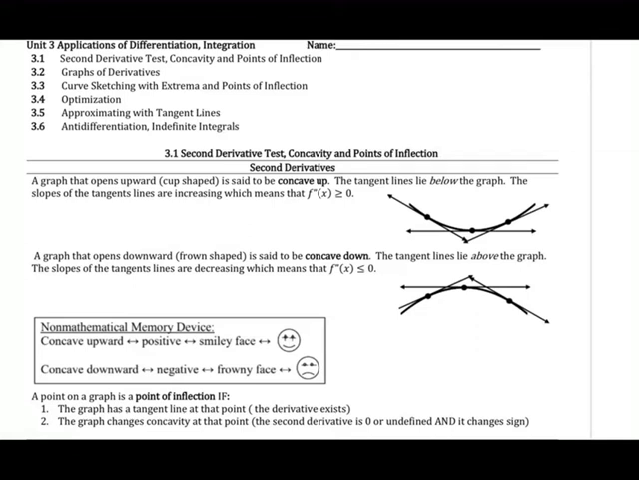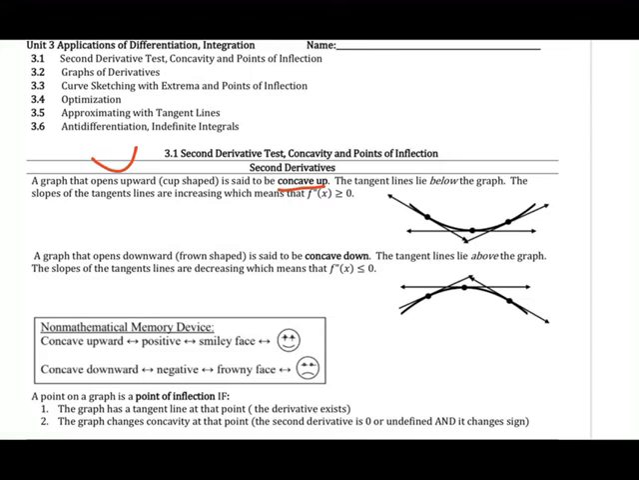So the first thing we need to talk about is, what is concavity? How do we use derivatives to tell us anything about it? Concavity is the shape of a graph, talking about whether it's opening upward or opening downward. A graph that opens upward, or is cup-shaped, is said to be concave up, opening up.